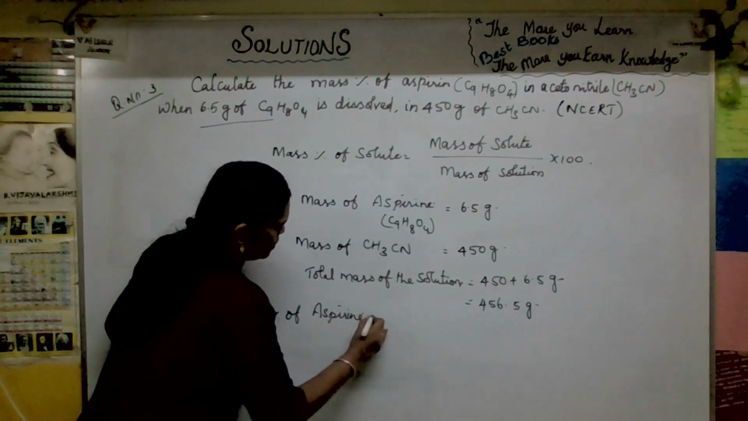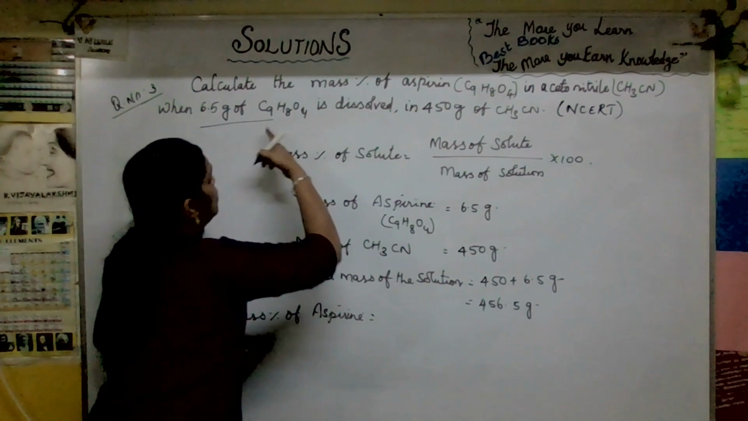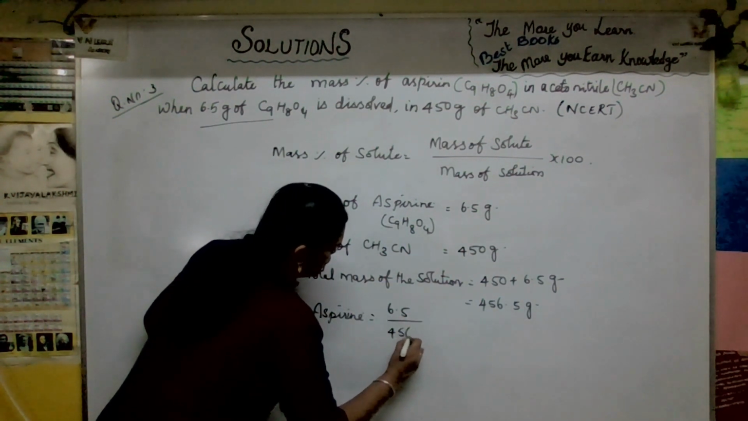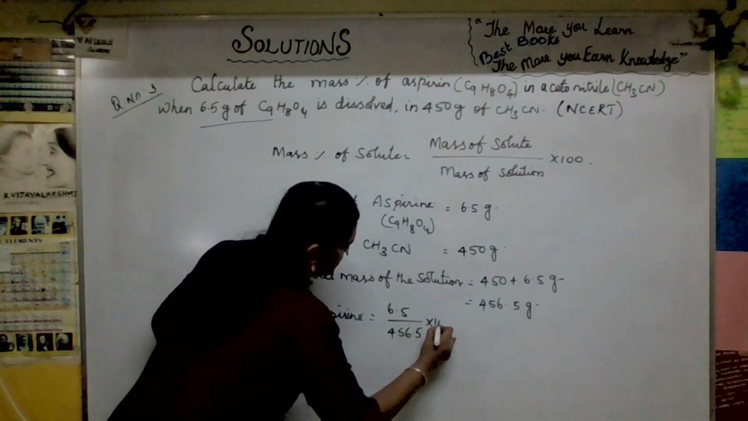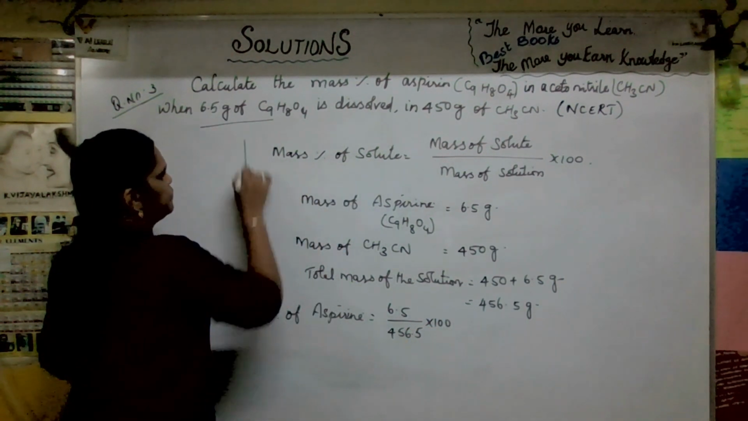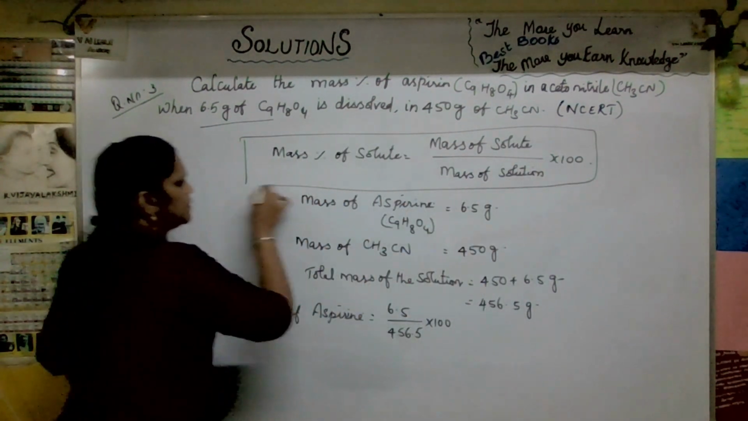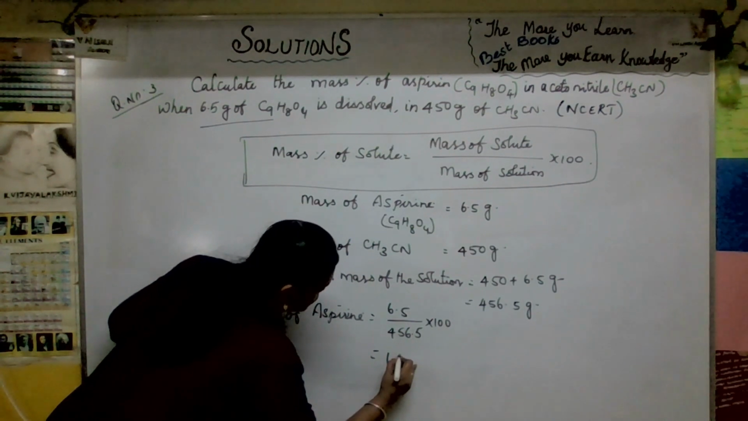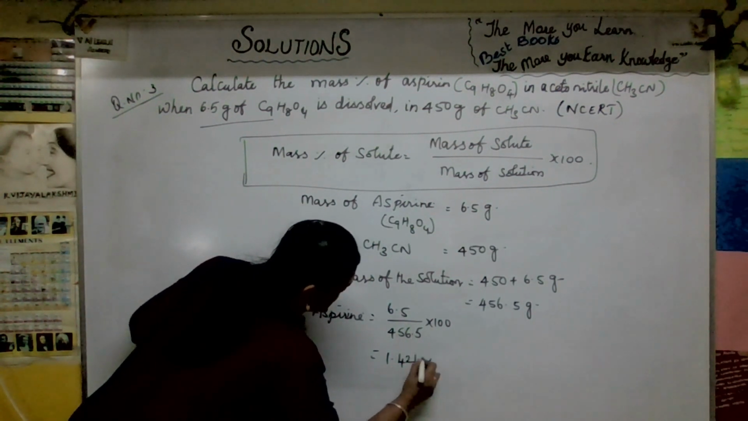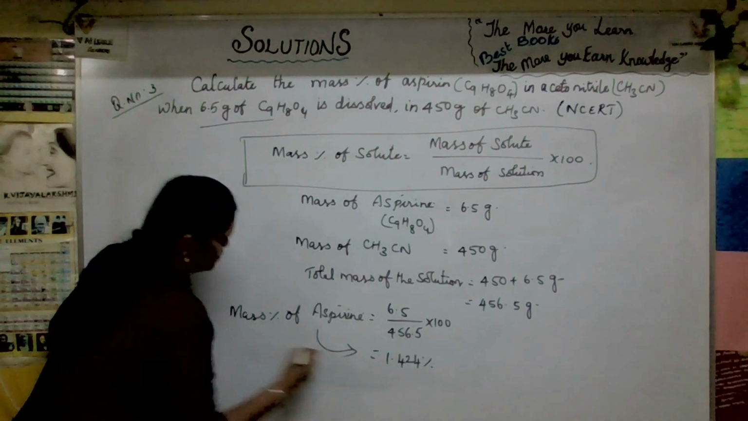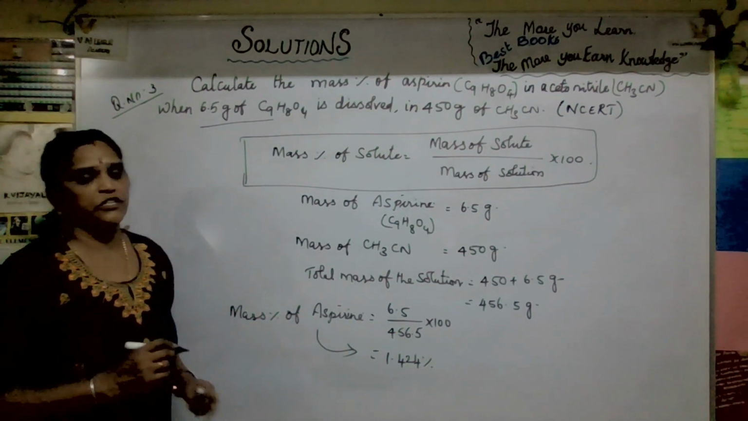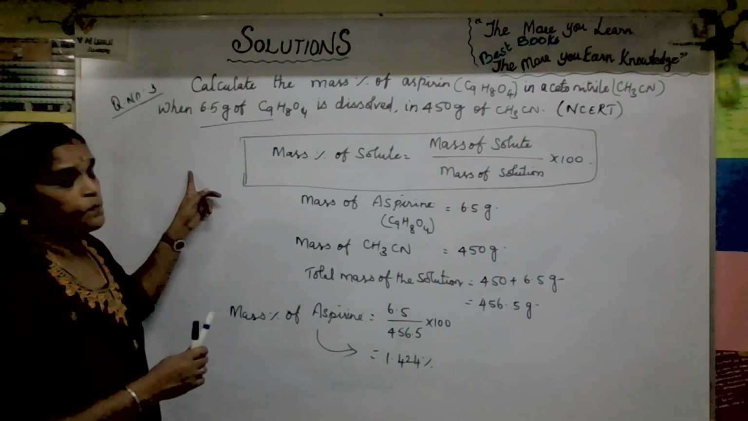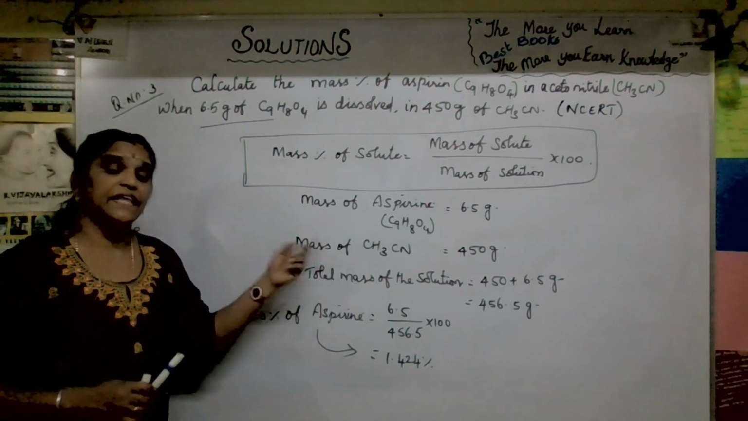Okay, now mass percentage of aspirin. How much is this? 6.5 divided by 456.5 into 100. That is the formula it has mentioned. Okay, now what is the answer? You will get 1.424 percentage, the mass percentage of aspirin. Hope you got a clear idea about this point. Okay, now let us see another question.